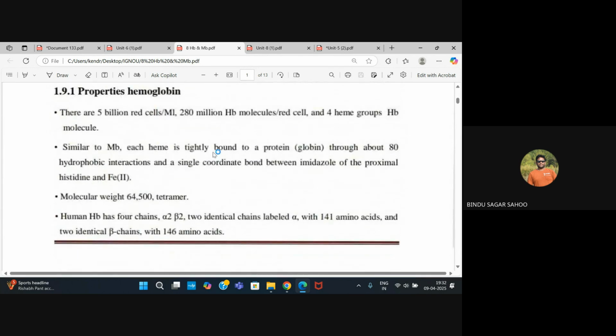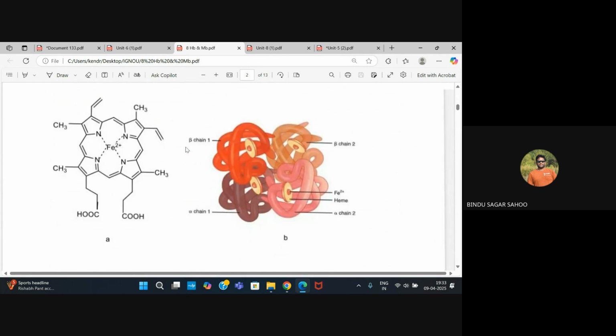And this is the structure of the hemi group. The hemi group is a cyclic ring ligand, and this cyclic ring ligand is called the porphyrin ring. When a metal is inserted within the porphyrin ring, we can say this is a metalloporphyrin. And this metalloporphyrin is called one hemi unit.